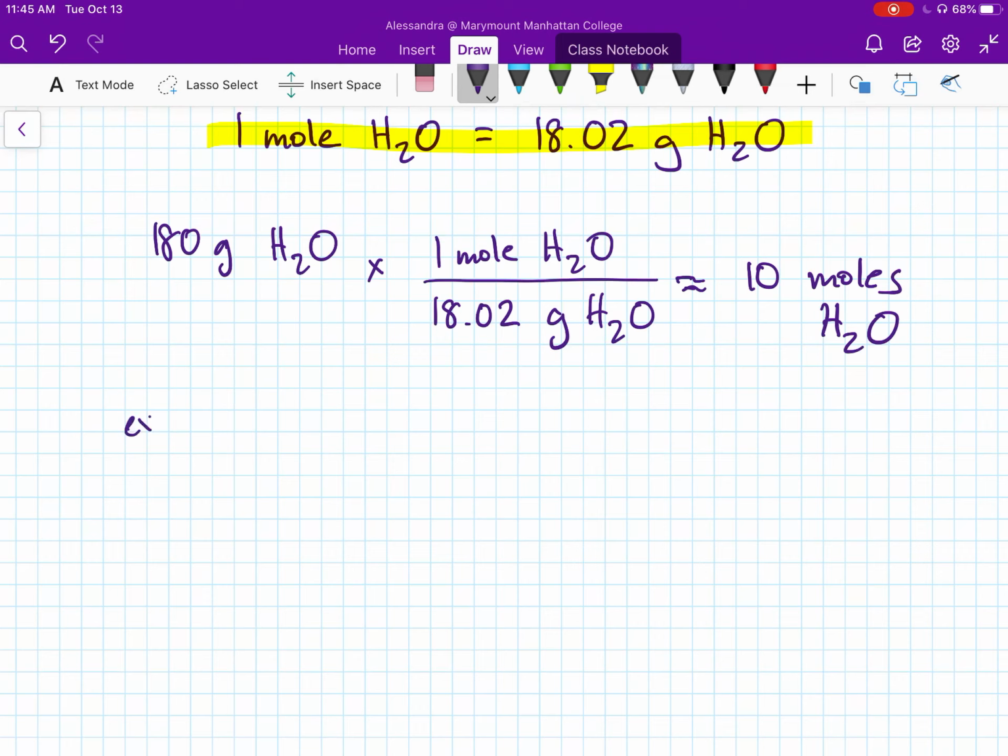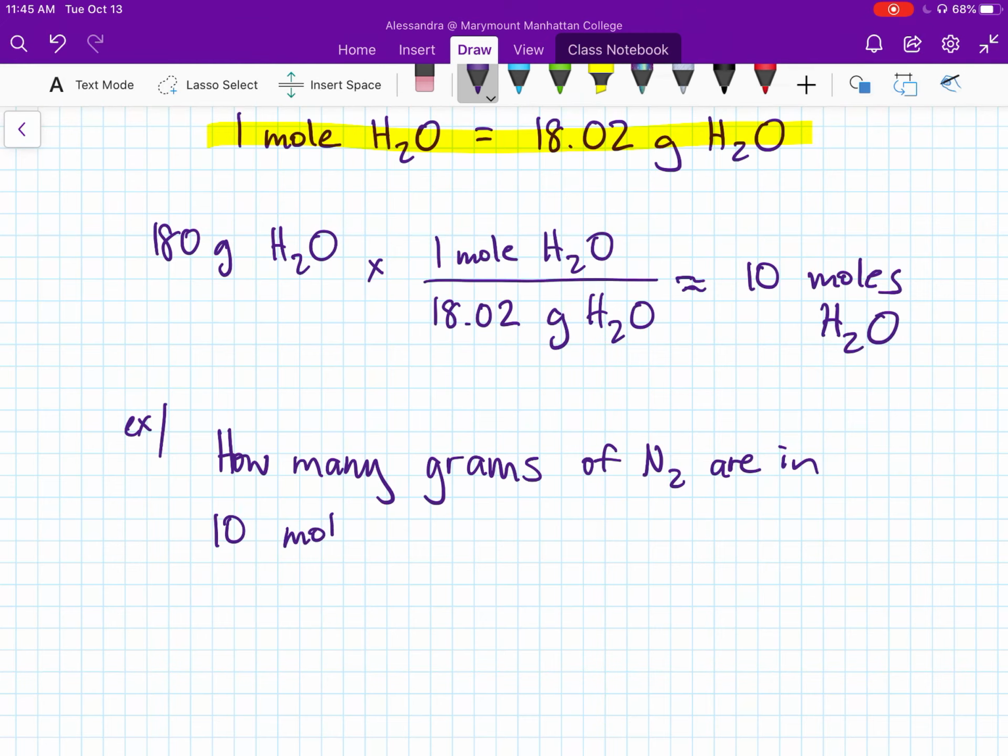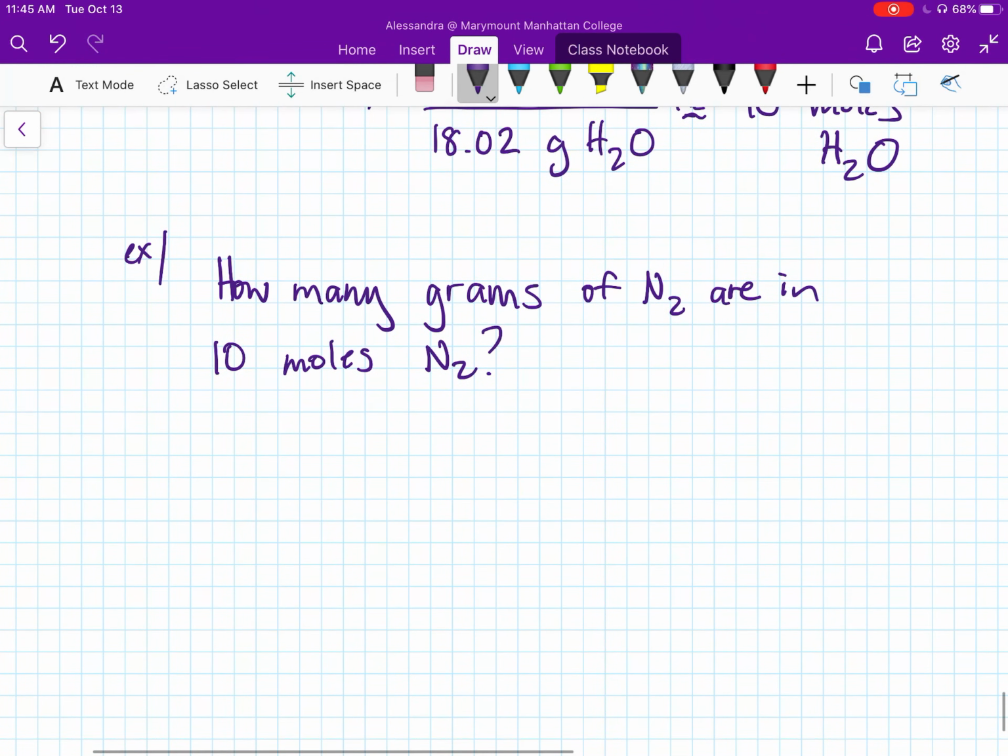Now let's go in the opposite direction with another example. How many grams of nitrogen are in 10 moles of nitrogen? There we need to figure out what the molecular weight is for nitrogen. Each nitrogen is approximately 14 atomic mass units, so for 2 of them, I'm going to have 28. That's just using the atomic mass of nitrogen, which is 14 for each of them.